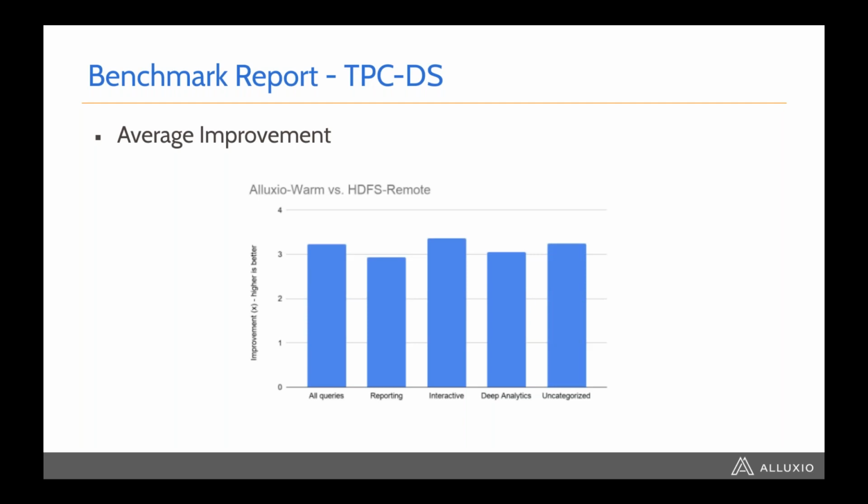The 4 bars on the right show you the query performance by the different classes that we have. For the reporting class, the benefit that we saw on average was a little less than 3x. For interactive, it was a little more than 3x, and so on for the deep analytics and the uncategorized class. Uncategorized is just queries which do not belong to either reporting, interactive, or deep analytics.